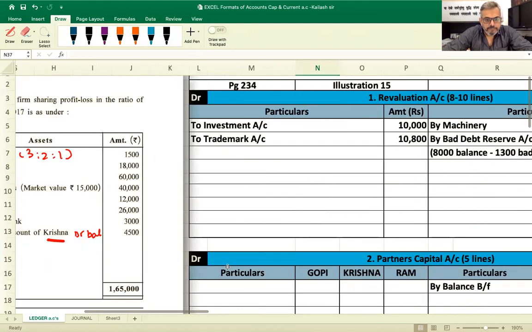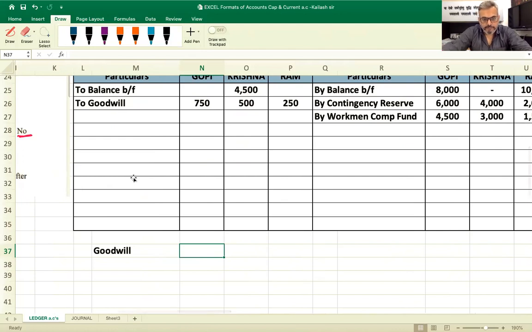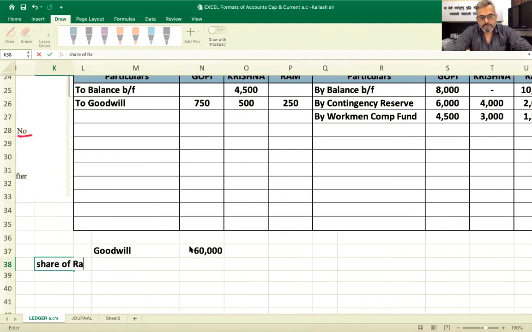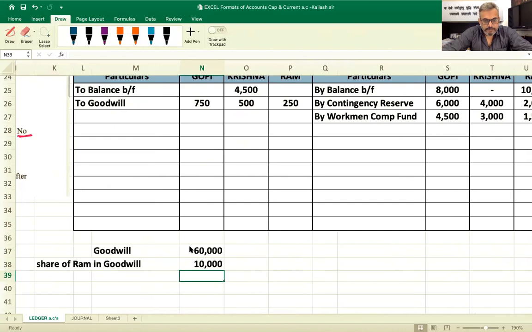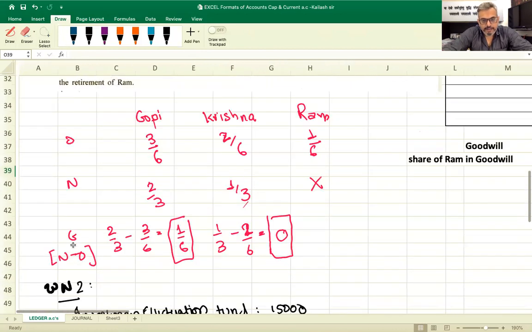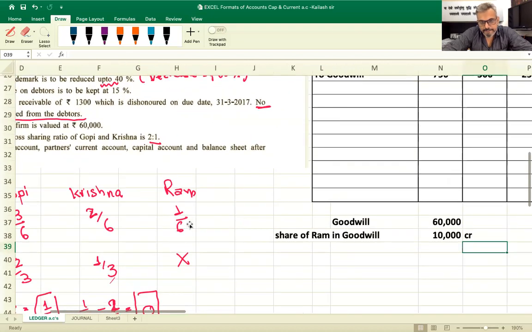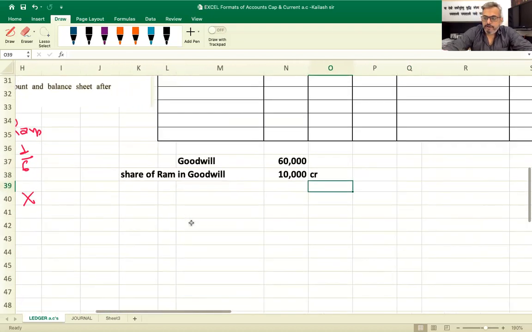Now, goodwill. Goodwill is 60,000. Now, share of Ram in goodwill, 1/6. So it comes to 10,000. This 10,000 will be credited to Ram. And now who is gaining? Only one partner. Gopi is gaining, so we will debit Gopi and credit Ram.